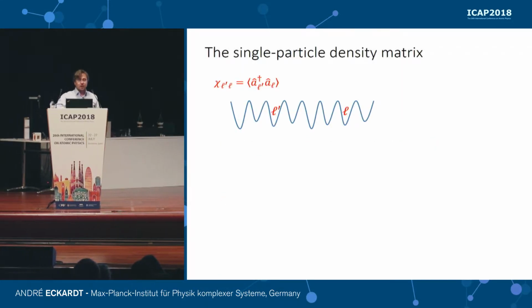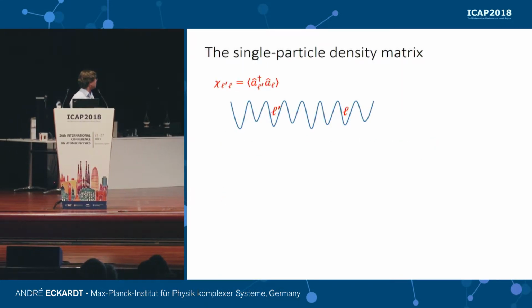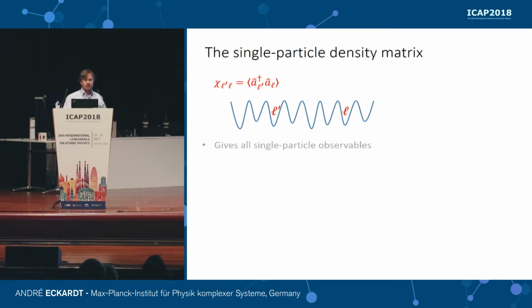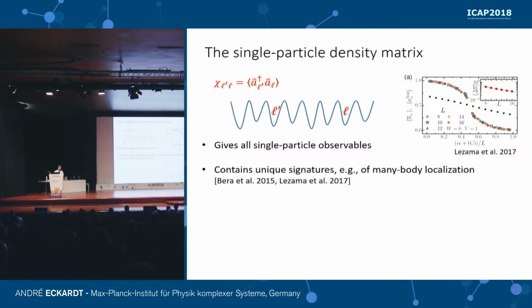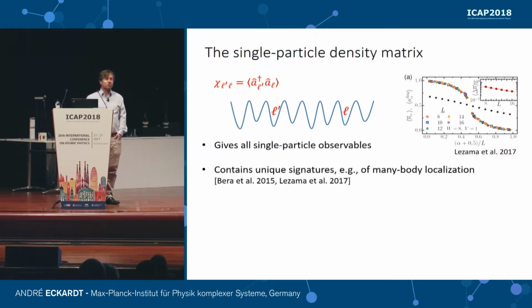If you have a lattice system, let's say it's inhomogeneous, might be disordered, and you have some state in this system, how could you measure these matrix elements? They are quite important, or it would be quite nice to have them, because once you have computed them, they give you all information about all single particle observables in the system. But they also contain signatures of many-body physics, so they give unique signatures, for example, of many-body localization.